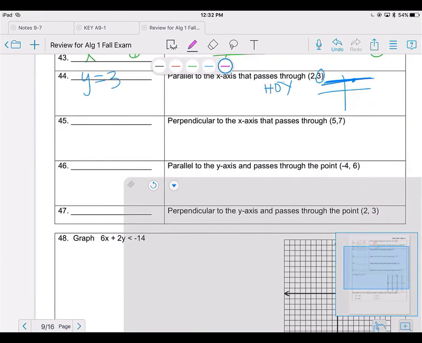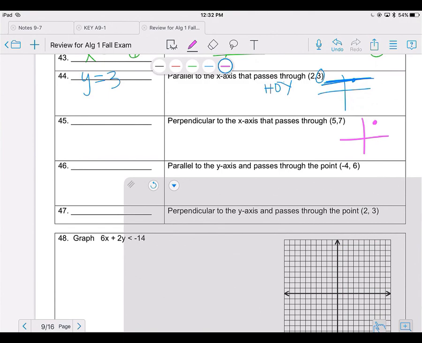Perpendicular to the x-axis that goes through (5, 7). (5, 7) is here. Perpendicular to x cuts through x. This is a vertical line, so it is a VUX. So x equals the x point of your point.